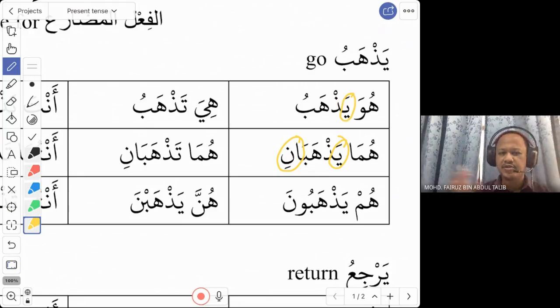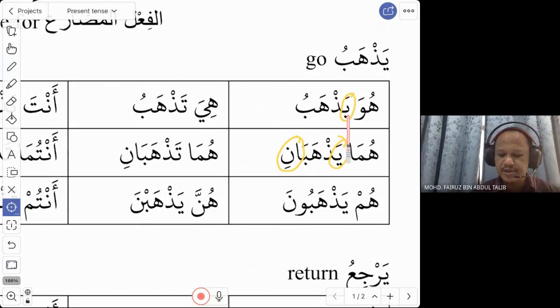Okay, so this is what you need to understand. What do you add to the beginning of a verb? And what do you have at the end of the verb? Huma, because this is for male, muzakkar, we use ya. So ya is for muzakkar. Why do we have alif and nun? Because of huma too. When it is two, you add alif nun. So we say yazhabani.